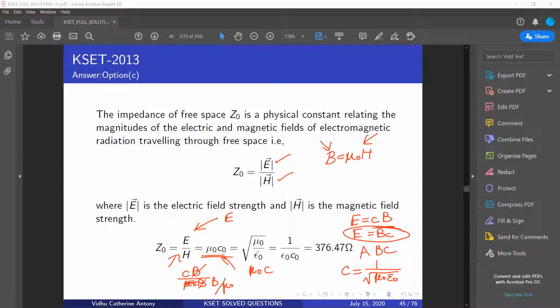Now, what do you do here? Since you've got your C naught, you can substitute C is equal to 1 divided by root of mu naught epsilon naught. So I substitute that here. What do you get then? You get root of mu naught divided by epsilon naught. So you can also write it this way, in terms of epsilon naught and C naught.